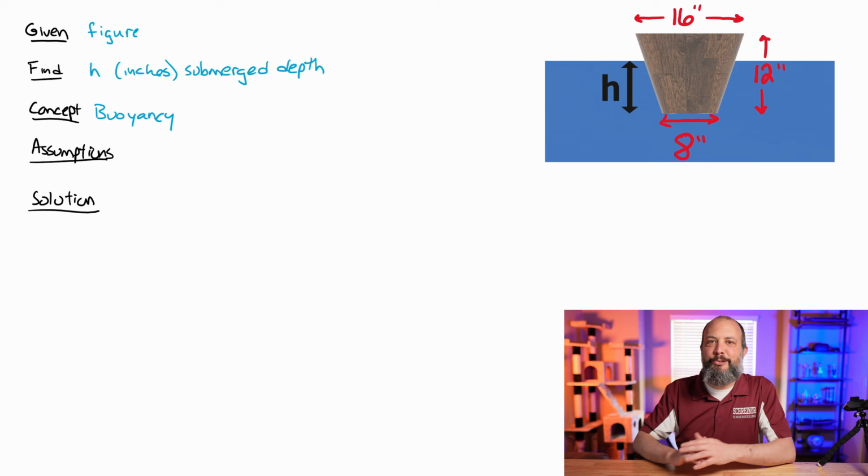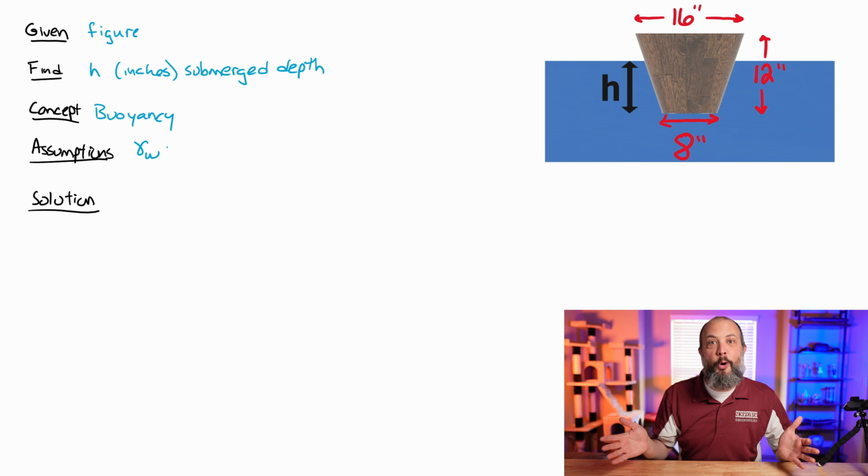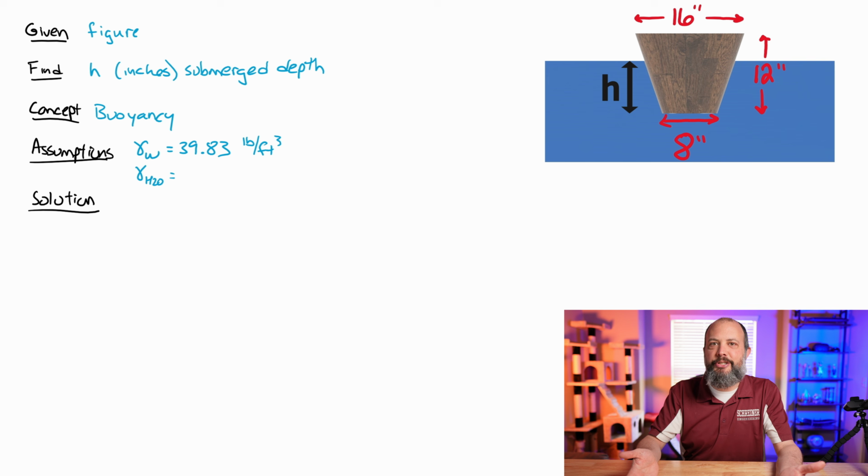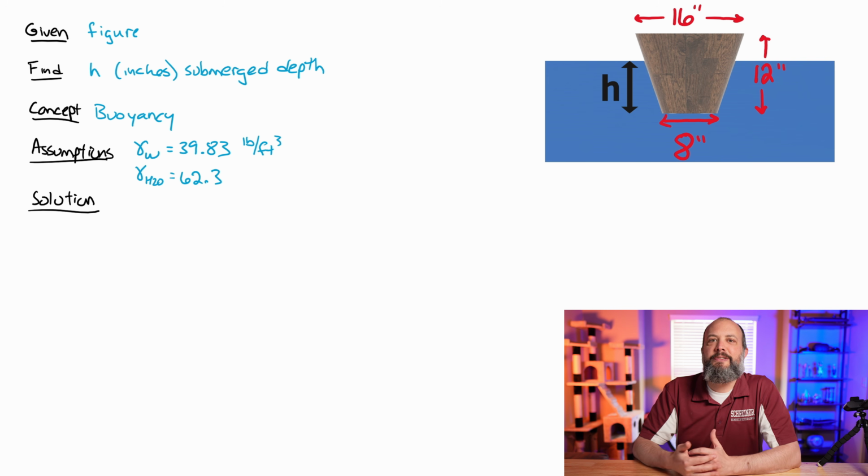That's its draft. So this is a buoyancy problem, and every buoyancy problem is a force problem, and every force problem requires a free body diagram. And since we weren't given material properties for this problem, we'll have to make a few assumptions. Since we're using English units, let's choose a density of water of 62.3 pounds per cubic foot. And of course, I called this density.